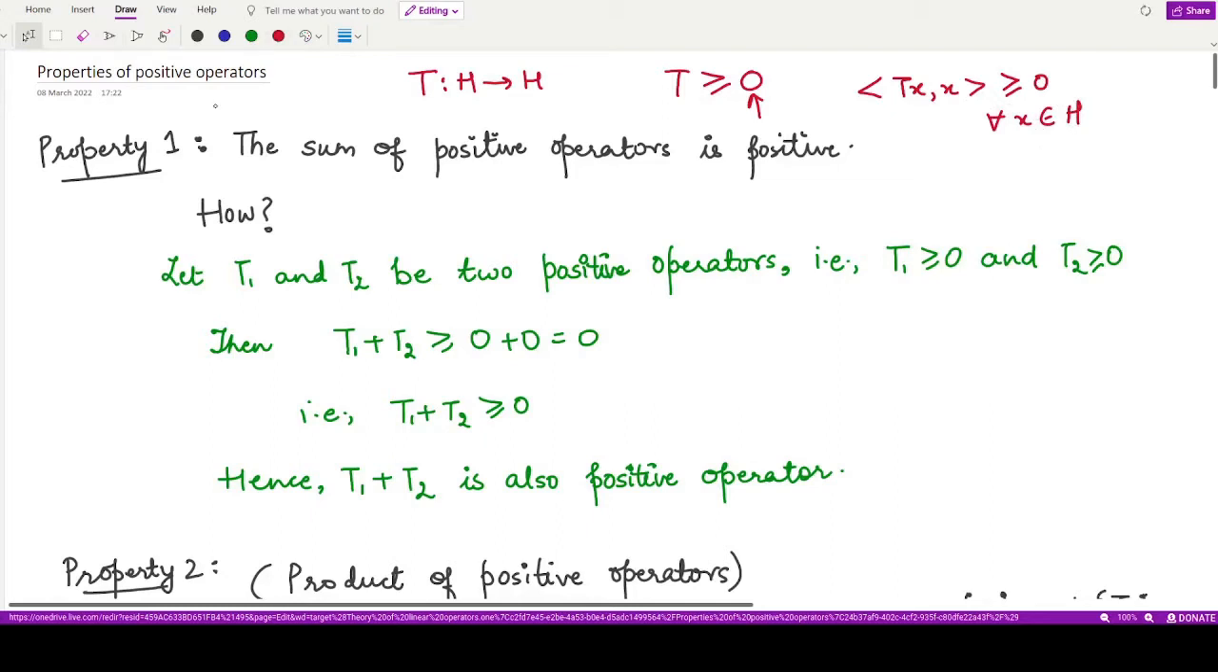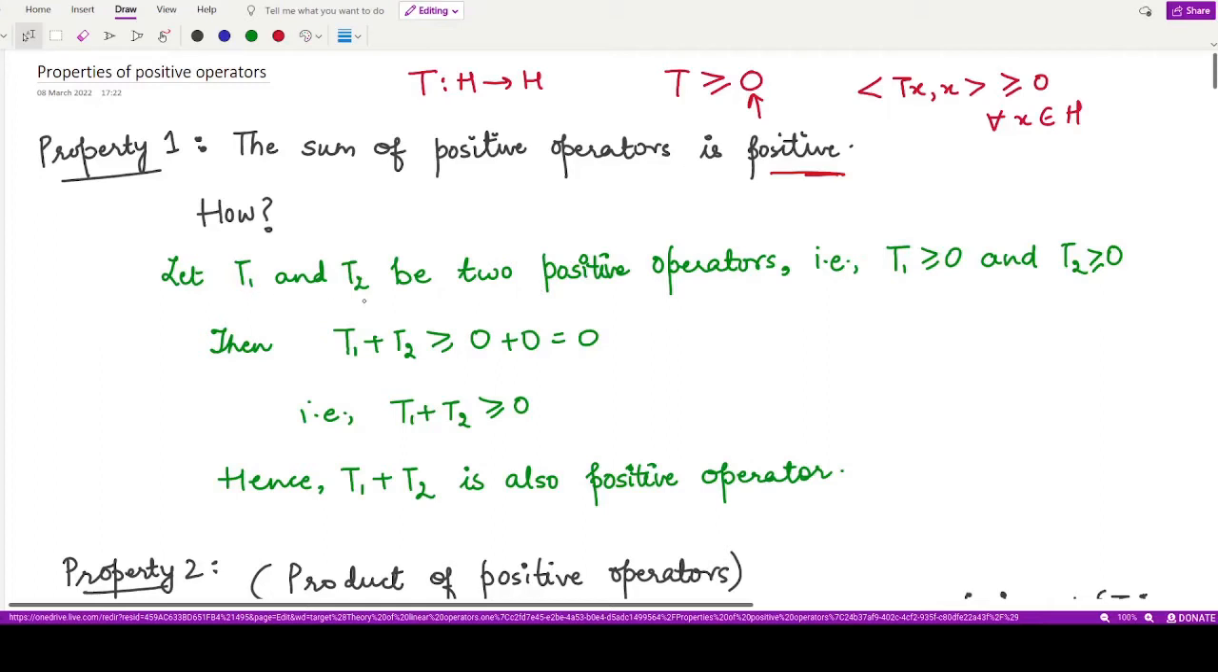Now in this video we shall be studying the properties of positive operators. The first property states that whenever you have two positive operators and you add them, then the resultant operator is also positive in nature. So how is this possible? Let's see it through this expression.